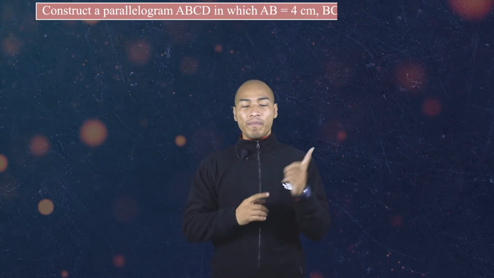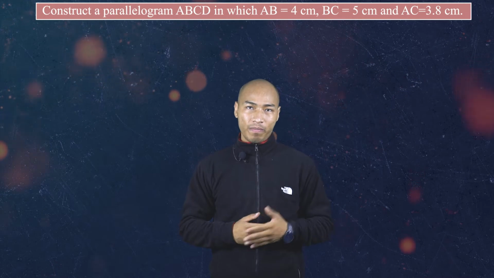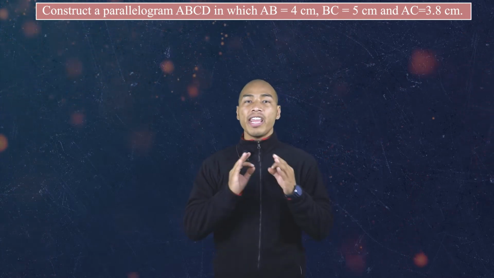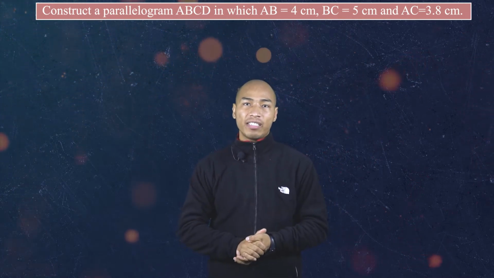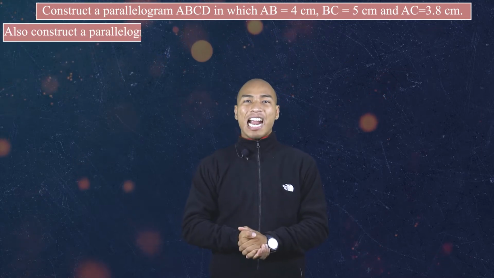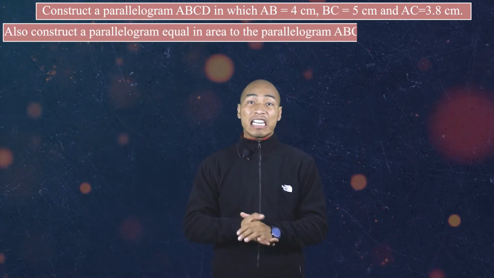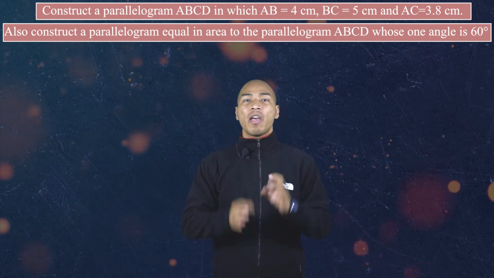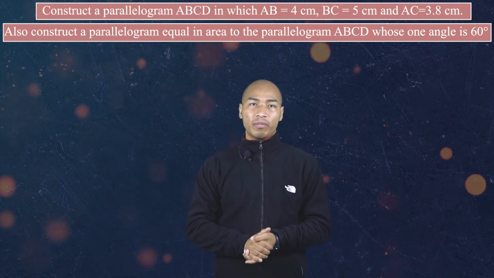Welcome back, folks. We are constructing different geometric objects based upon the fundamental theorems, and today we will learn a new one. Here is what we need to draw. Construct a parallelogram ABCD in which AB equals 4 cm, BC equals 5 cm, and AC equals 3.8 cm. Also, construct a parallelogram equal in area to the parallelogram ABCD, whose one angle is 60 degrees.